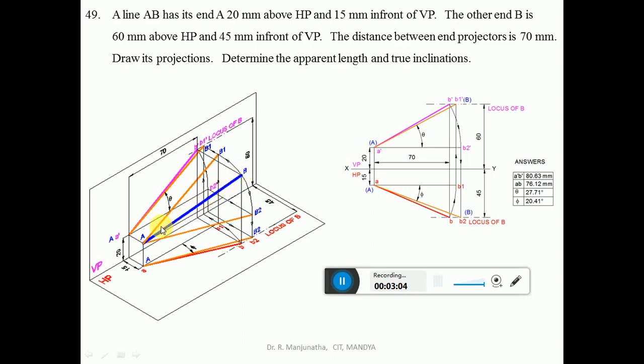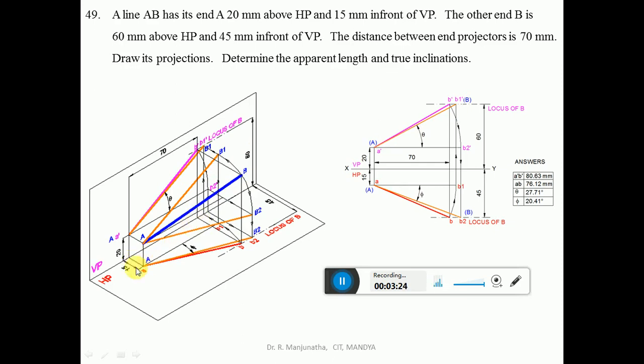When it is looked at from the front view, that image is going to fall on the vertical plane. Similarly, when you look from the top view, we can see the distance of this end projector from here. So that is going to be seen on the horizontal plane when you look from the top view. So that distance is from here to here.